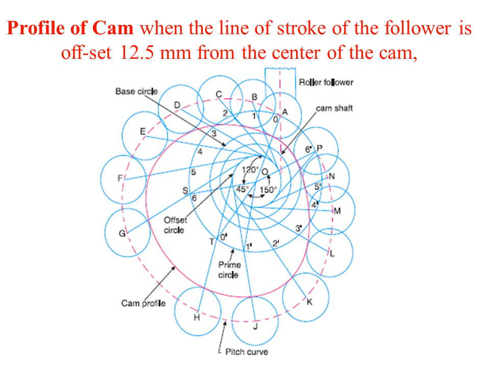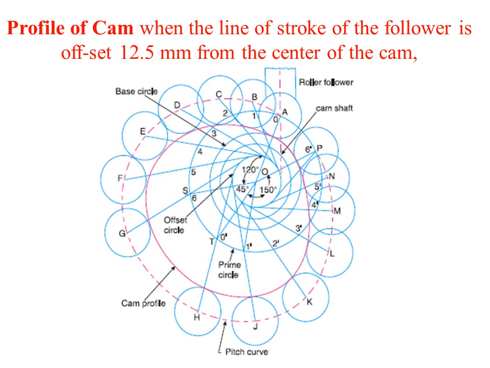So this dotted smooth curve is what we call the pitch curve, and we have already defined what a pitch curve is. When we say pitch curve, it is the curve generated by the trace point as the follower moves relative to the cam. We should always remember, for a knife edge follower, the pitch curve and the cam profile are the same, whereas for the roller they are separated by the radius of the roller.